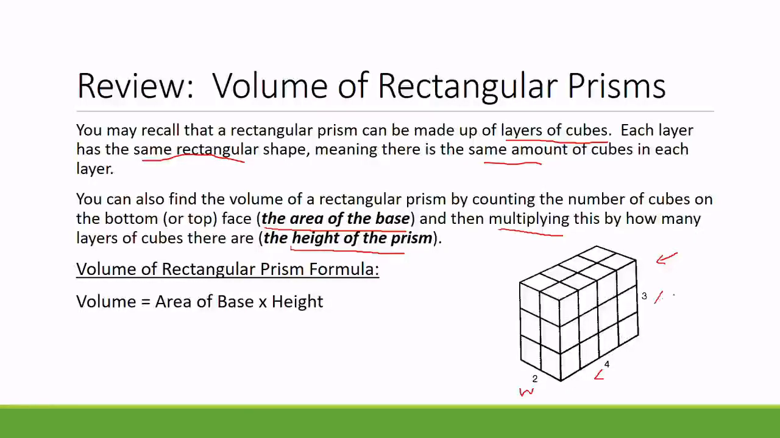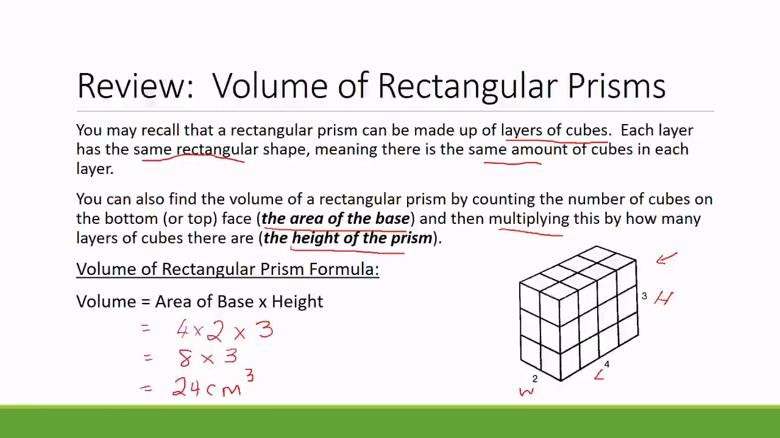And then we've got how high the prism is, 3 layers tall. So if the area of the base is 4 times 2, which as I said is equal to 8, and we multiply that by how high it is, so 3, 8 times 3 gives me a volume of 24. And if these were centicubes, it'd be 24 cubic centimeters.